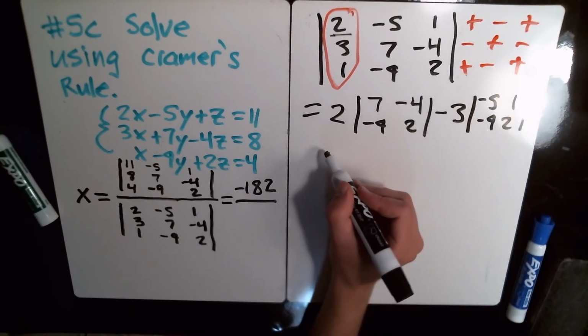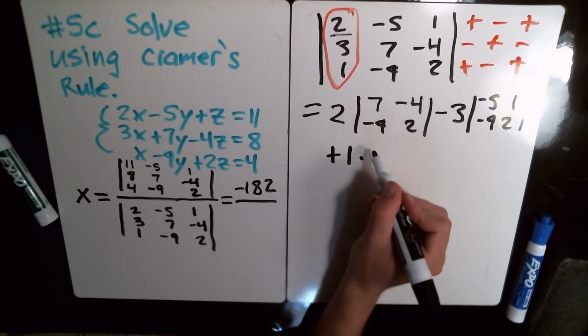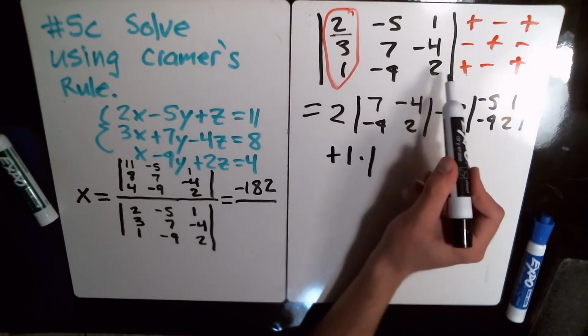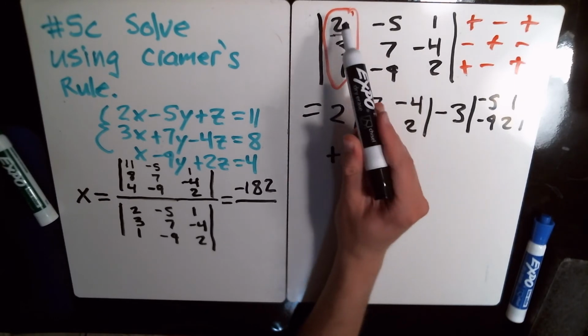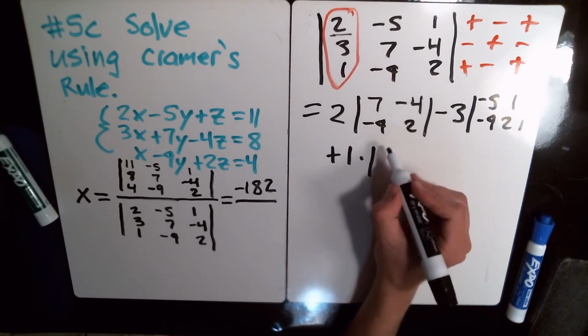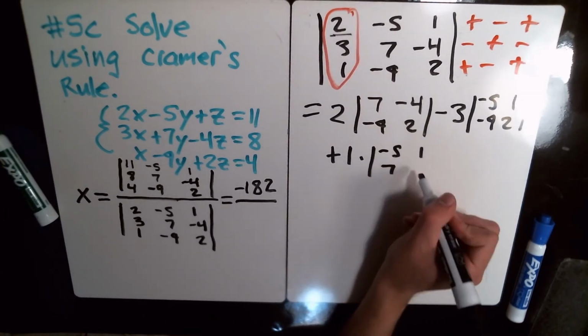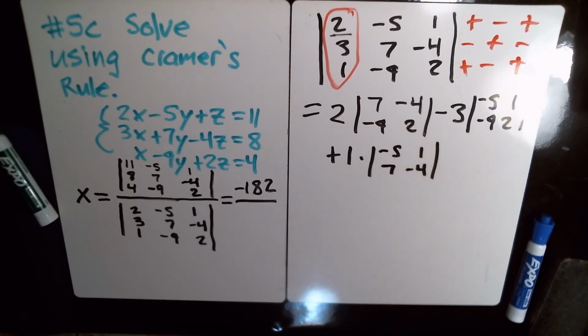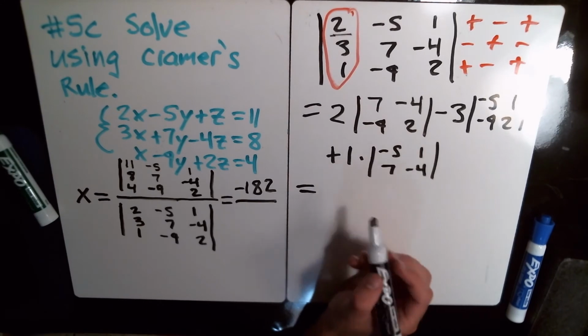Now we're at a plus position again, so plus 1 times the determinant of, we cross out the last row and the first column, so we get -5, 1, 7, -4. Beautiful. Now we just simplify, right?